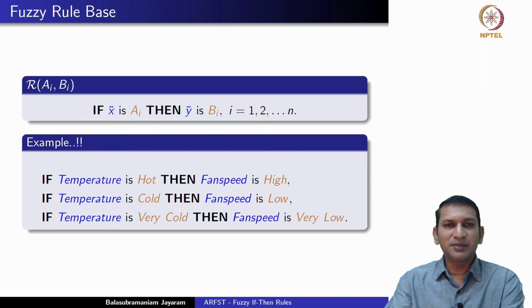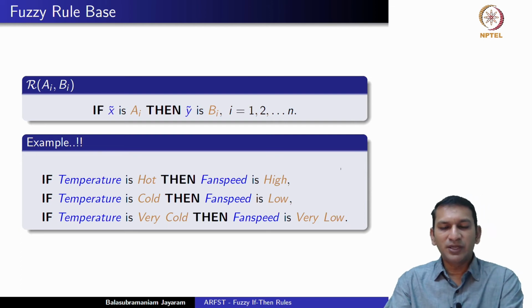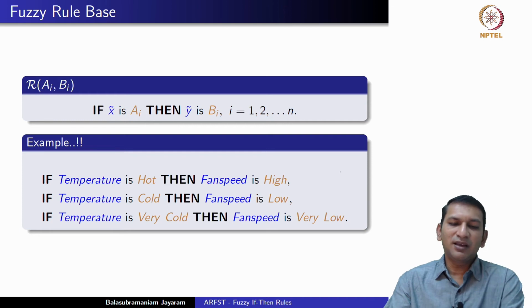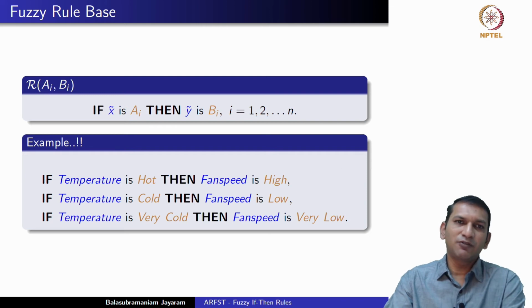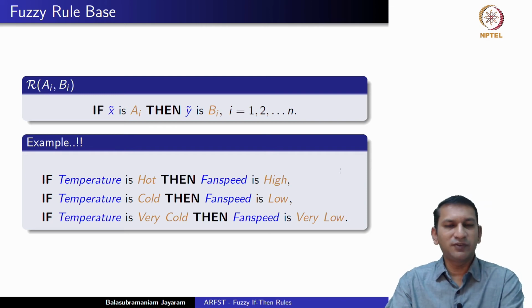And now the Ais and Bis keep changing. Perhaps A1 is hot, A2 is cold, and A3 is very cold. B1 is high, B2 is low, and B3 is very low. These are the linguistic values assumed by x tilde, and these are constrained because in the context these have to be somehow related to temperature and fan speed, and essentially then they are constrained by the appropriate domain that we have chosen.